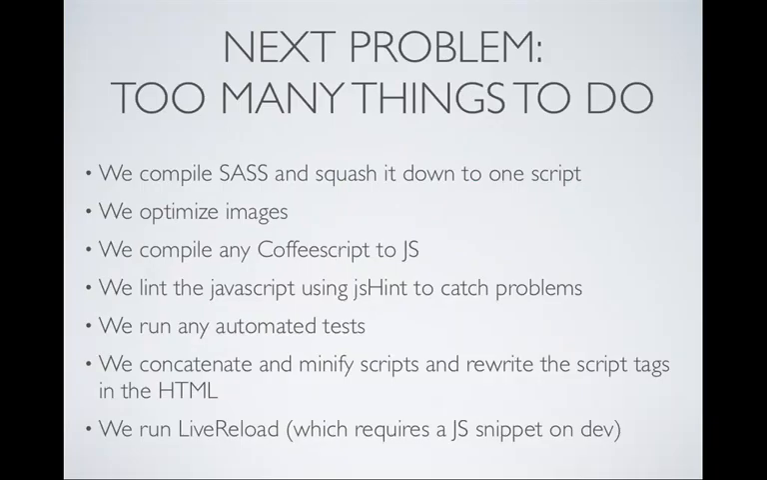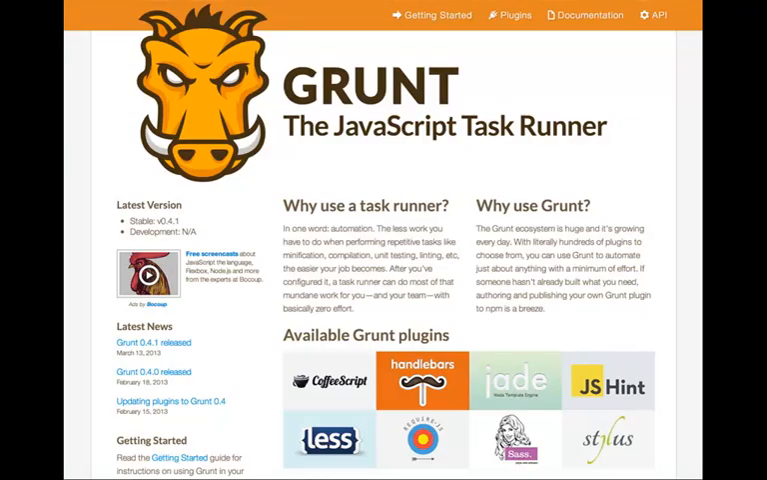Okay, so next problem. We have too many things to do, right? So we have Sass and Compass. We want to compile it and squish down to one script, by which, of course, I mean style sheet, to reduce our number of HTTP requests. We want to optimize images, squish down those JPEGs. We want to compile CoffeeScript to JavaScript. We want to lint the JavaScript that we have. We want to run automated tests that we may have. We want to concatenate and minify the scripts. We want to rewrite the script tag so that there's one script tag with a giant JavaScript blob inside it that's absolutely unreadable because it's been pushed through Closure compiler or something like that. And we want live reload on the page, by the way, so that we don't have to tab over and hit Command R. So we got Grunt.